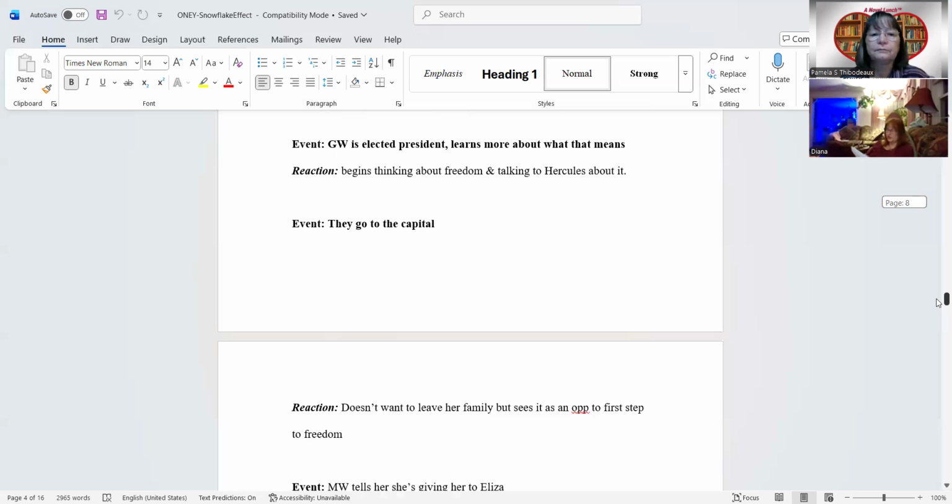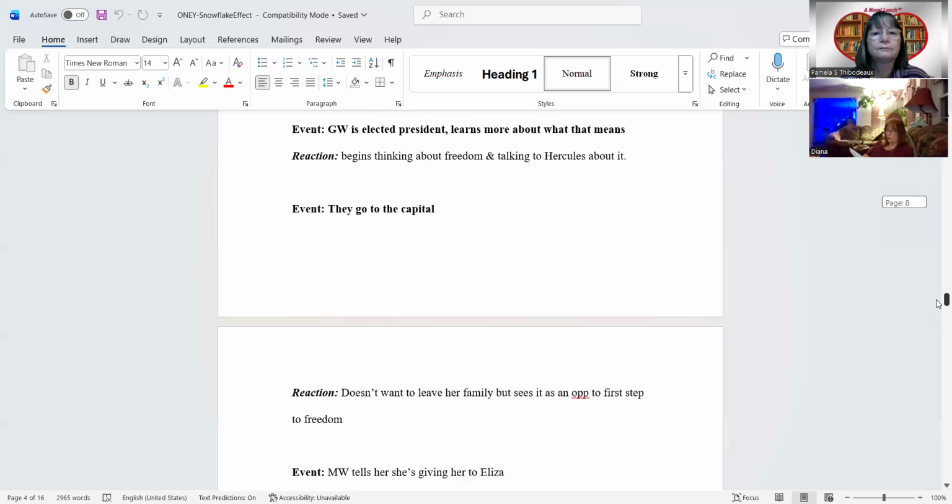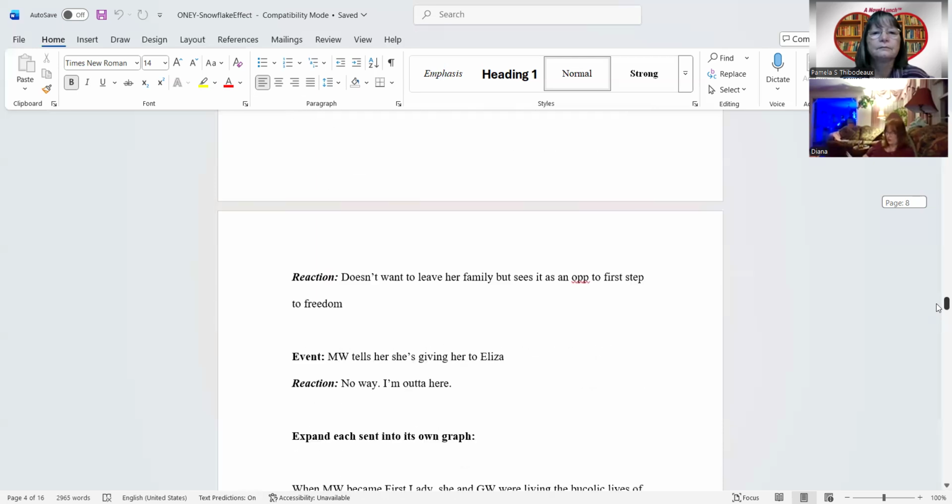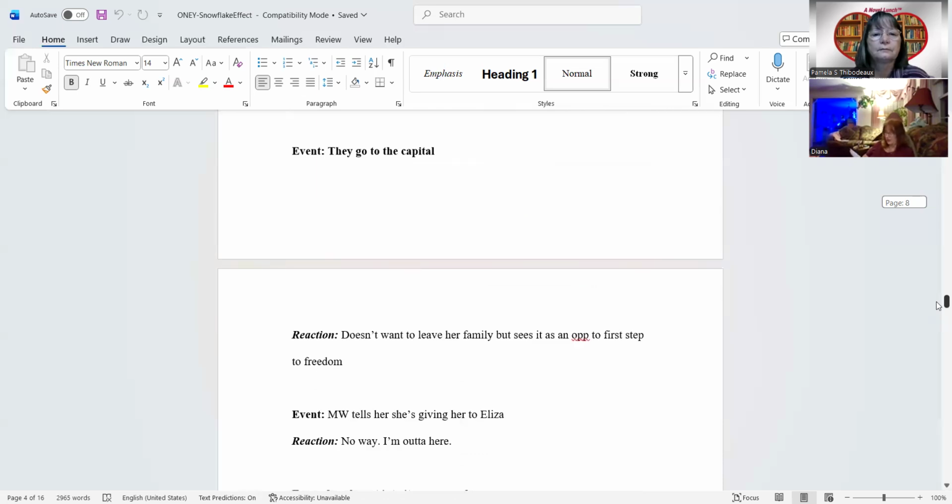And then when George was elected president, she learned a lot more about democracy and what a president actually was meant to do. And then she began thinking about her freedom. She and Hercules would have these talks about it. And Hercules always told her, "Hey, I'm planning to escape. There's no way I'm going to be sticking around here much longer. So if you want to come with me, you're more than welcome to come with me."